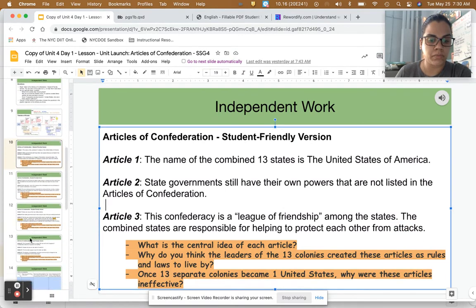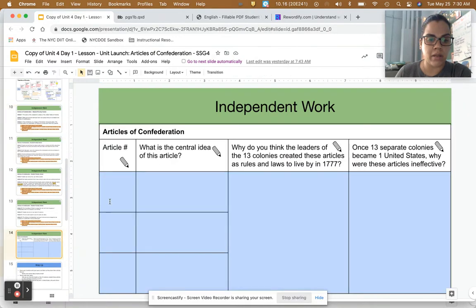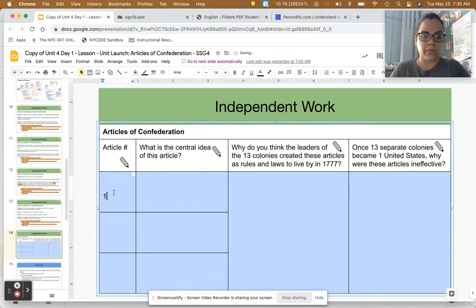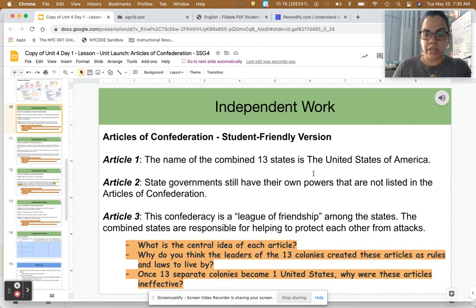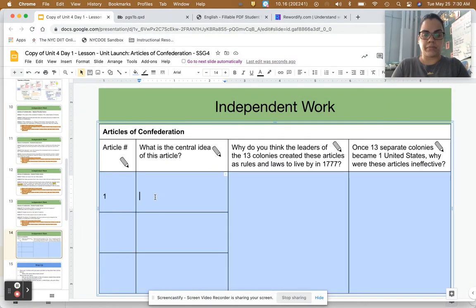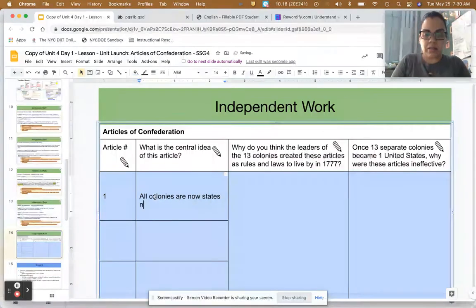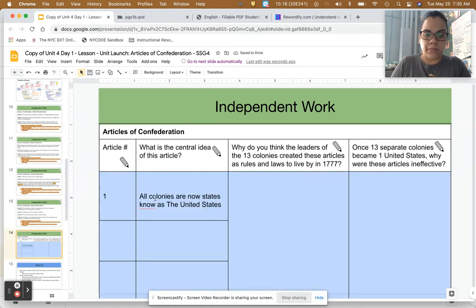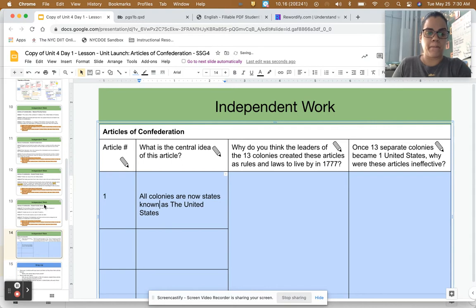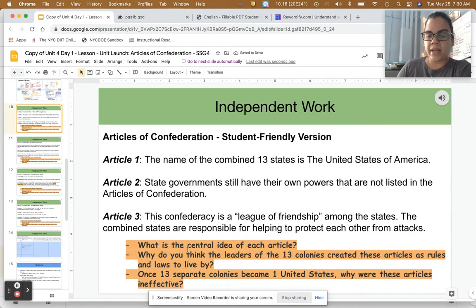All right, so let's think, right? Article 1. The central idea of this article, right? The 13 colonies are now the United States of America. Now, states known as the United States. Why do you think the leaders of the 13 colonies created these articles as rules and laws to live by?